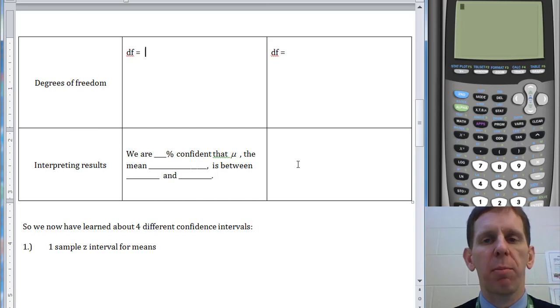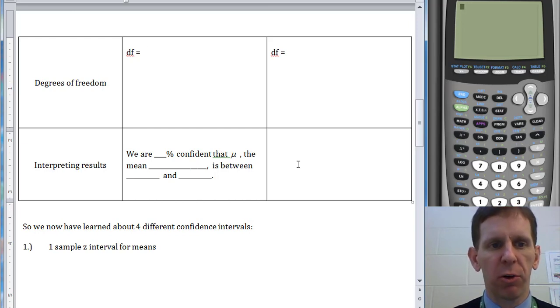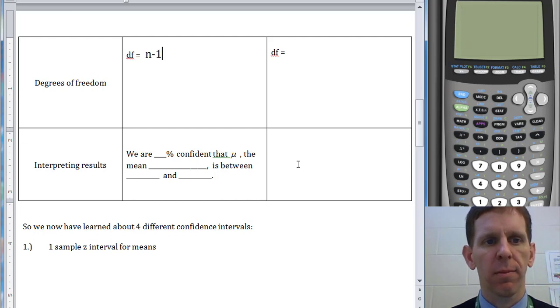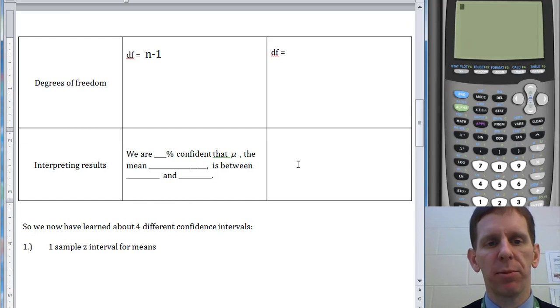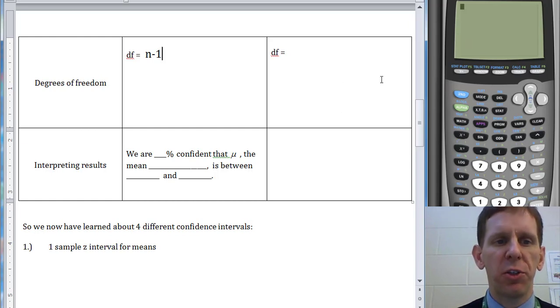When you're working with a one-sample t-interval or a matched pairs t-interval, the degrees of freedom are equal to n minus 1, which we've run into several times, where n is the number of items in your list. For a two-sample problem, it's a little bit trickier.